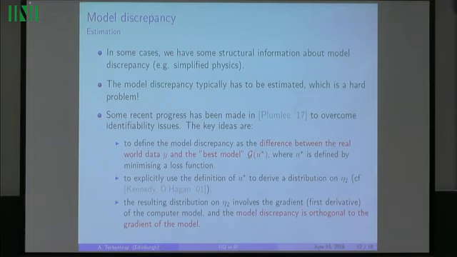The way that you do this is the following. We're going to define the model discrepancy as the difference between our real world data y and the best model g of u star. So the model discrepancy is going to be the difference between y and the best possible model that we can find for y in terms of g.